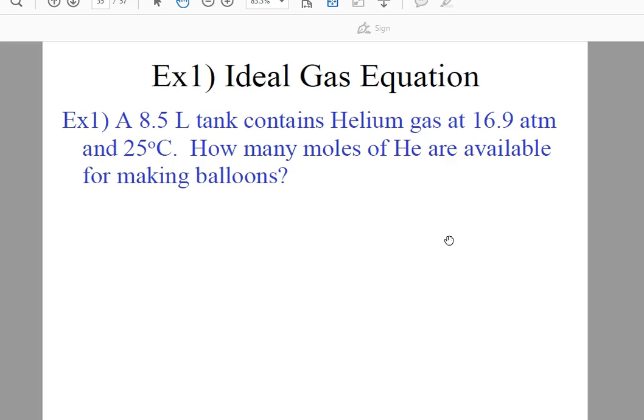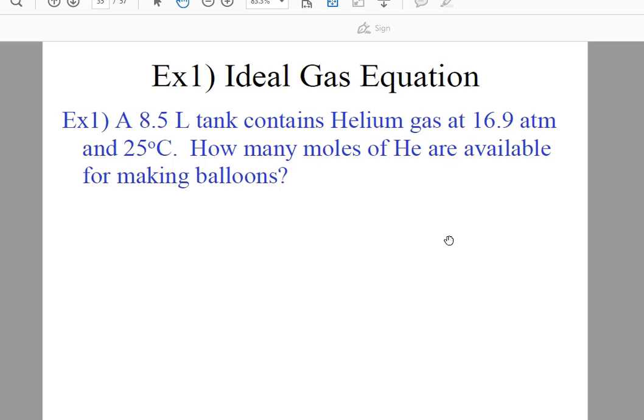PV equals nRT. You can go ahead and solve for N. So how would we solve for N? How would we isolate N? Okay, dividing by RT. We now know that N equals PV over RT. Okay, now you just plug everything in. So N equals, what's my pressure? Times V, 8.5 liters, times, or divided by R.